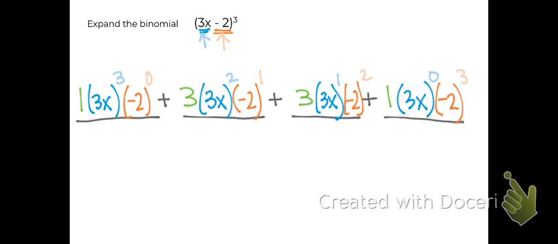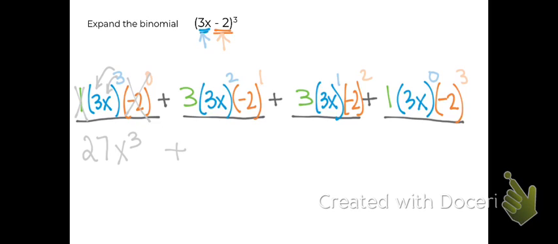So let's go through each term. If I look here at the first one, the 1 doesn't mean anything, and negative 2 to the 0 power, anything to the 0 power is just 1. So really all I have is this 3x to the 3rd power, which is 3 to the 3rd power and x to the 3rd power.